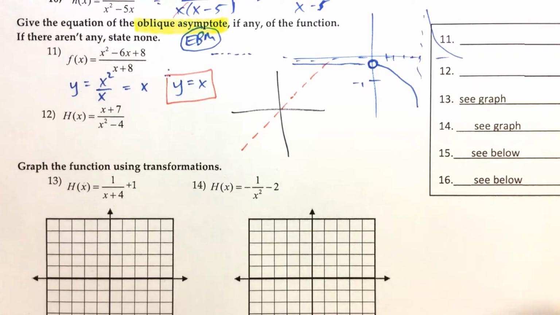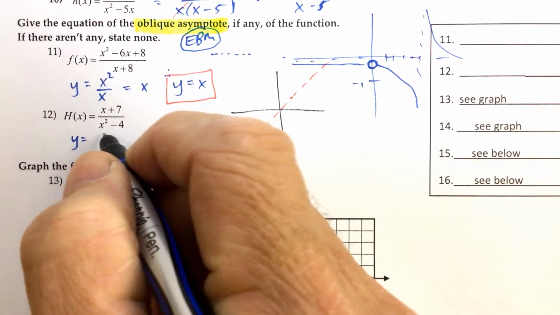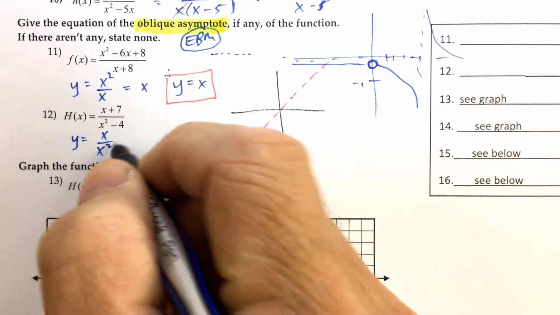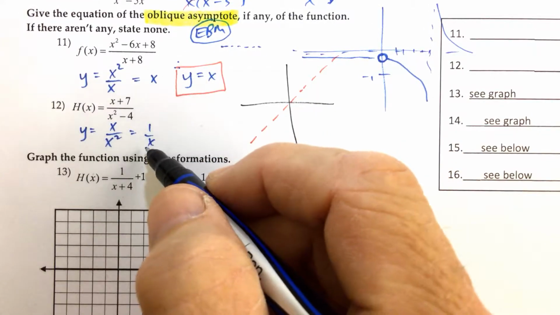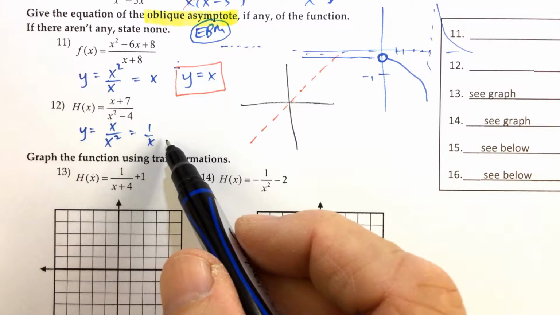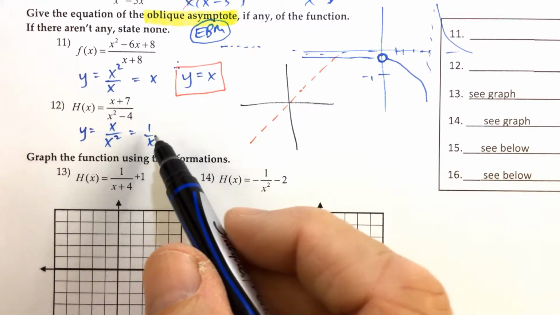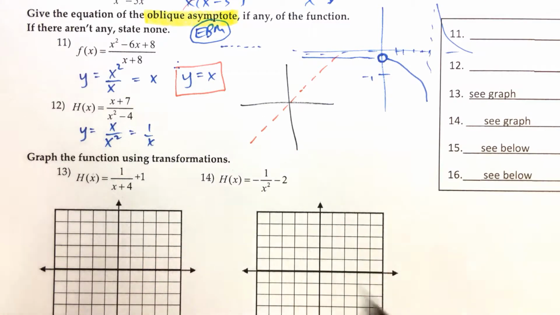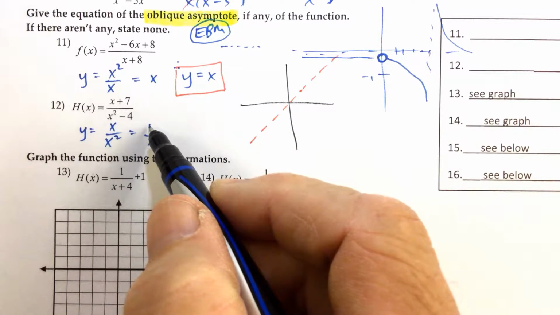For number 12, this is an important one because we can see that the denominator's degree is greater than the numerator's degree. So we have x over x squared, which is 1 over x. Anytime you get the denominator of a fraction growing beyond bound while the numerator is just staying constant, in other words, the denominator is going to get really, really big compared to the numerator.